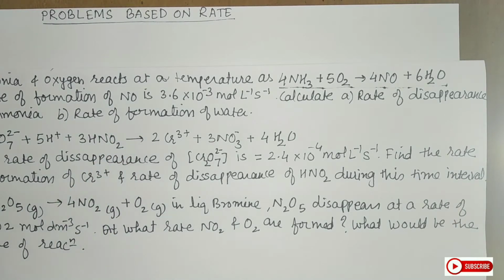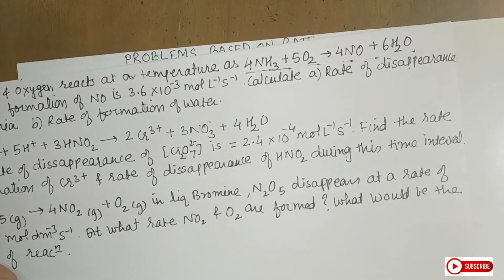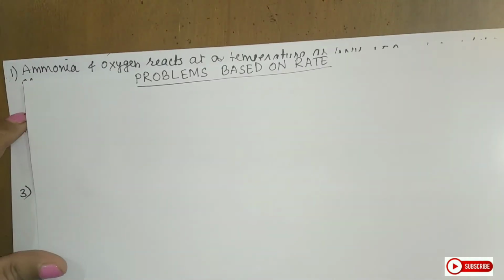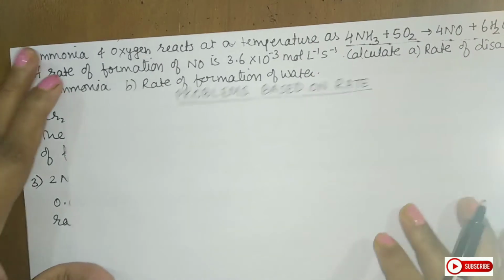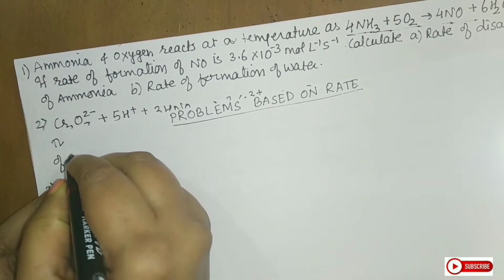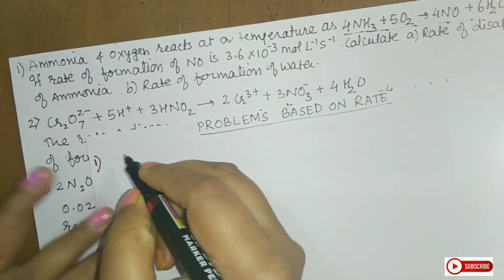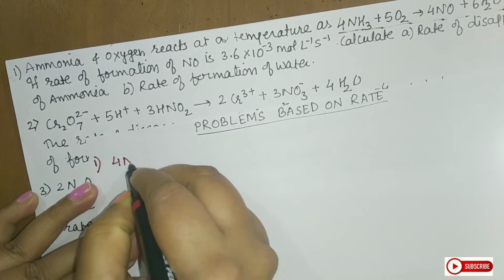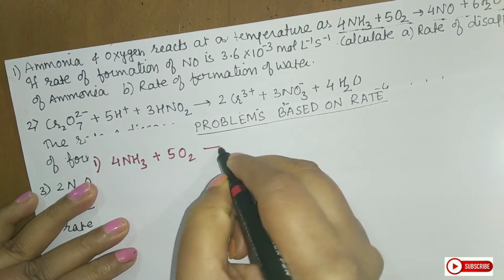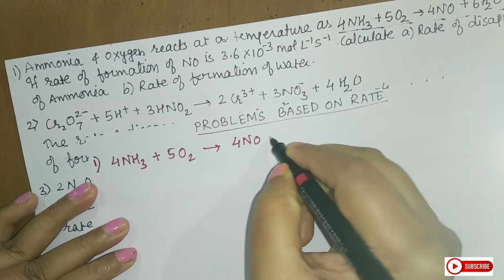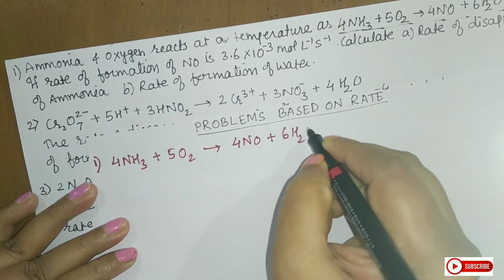Now students, whenever you go for such type of calculations, it is always better that you write the given reaction again and check whether it is balanced, because all the calculations are based on the stoichiometric coefficients. So let us write the equation. Equation is 4NH3 plus 5O2 gives 4NO plus 6H2O.